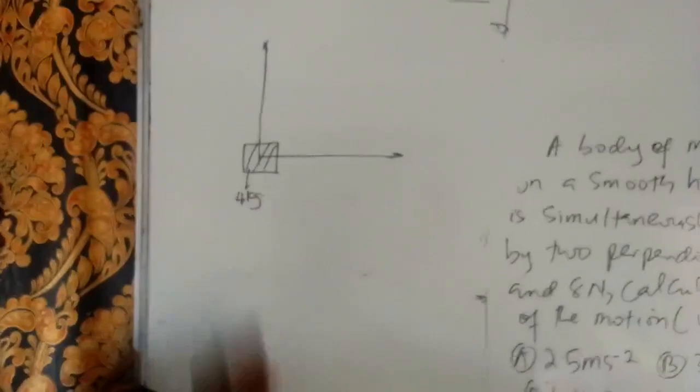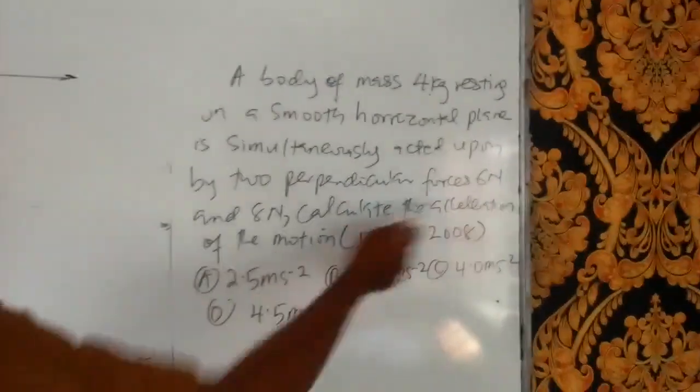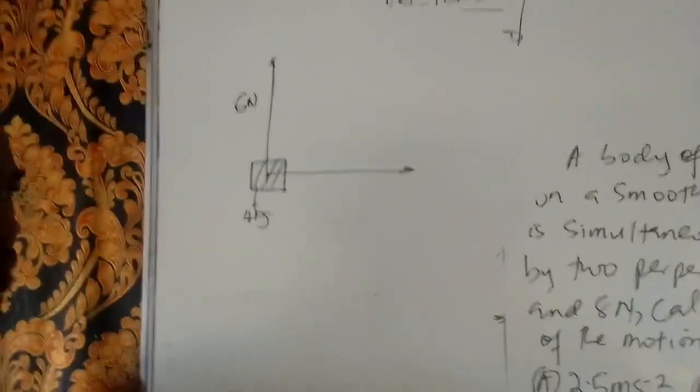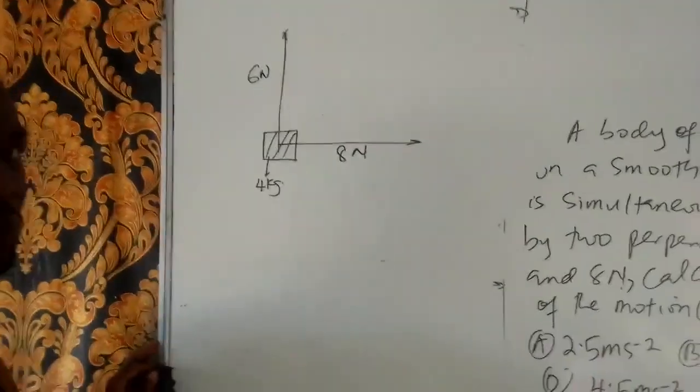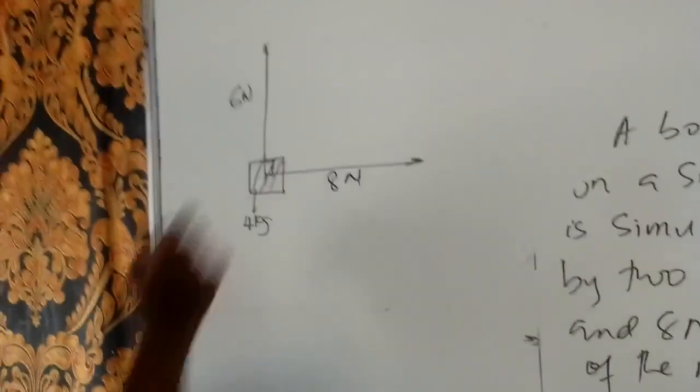Okay? Then the two forces acting on the body are a force of 6 Newton and 8 Newton. So let's assume that 6 Newton acts upwards, northwards, and let's assume that 8 Newton acts eastwards. So these forces are mutually perpendicular. The angle between them is 90 degrees.